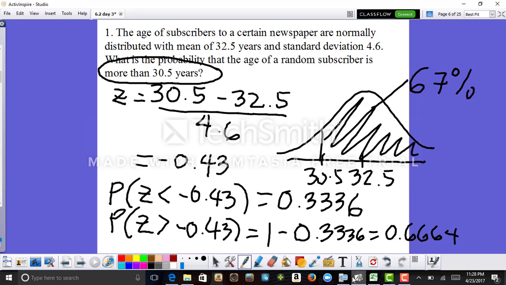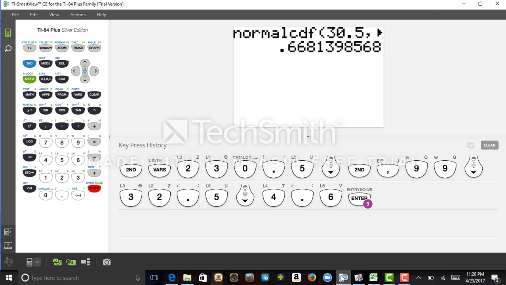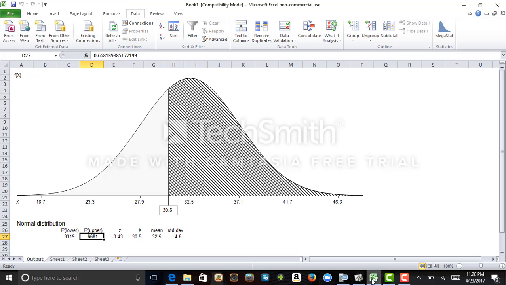As you can see here, we can use a variety of solutions in solving a problem on application of normal distribution. We can use the tabular way using the formula, we can use the TI-84, and we can use Microsoft Excel using MegaStat.